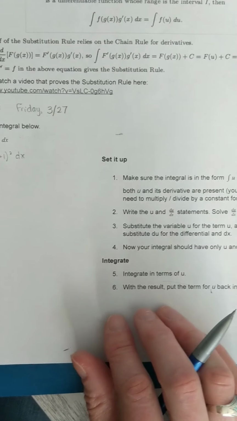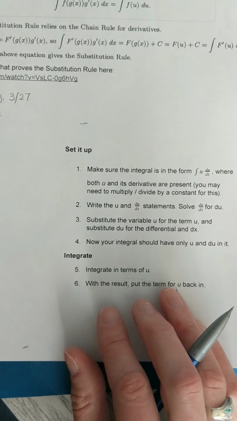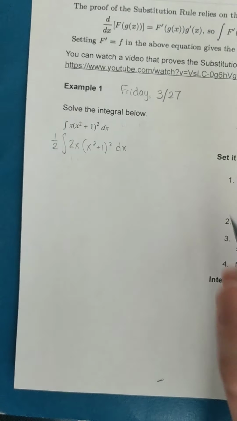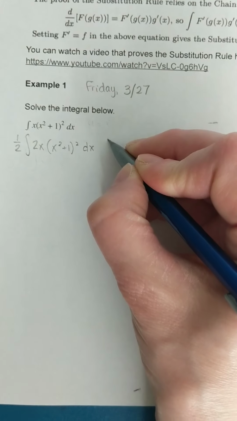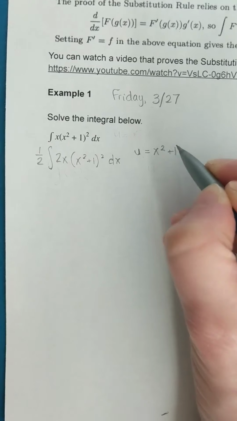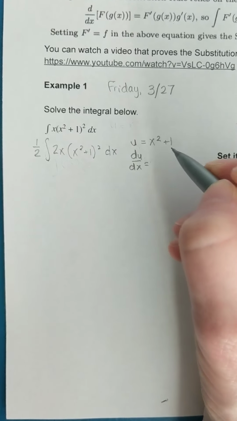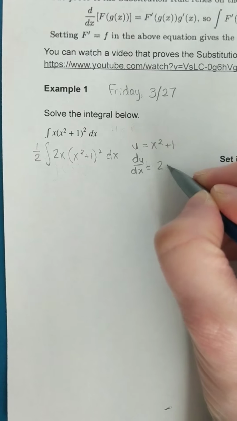All right, second step. We're going to write the u and du dx statements, and we're going to solve for du. This is where it gets a little bit different. So yes, we have done this before. We've written u equals x squared plus 1. The derivative of u with respect to x is 2x.